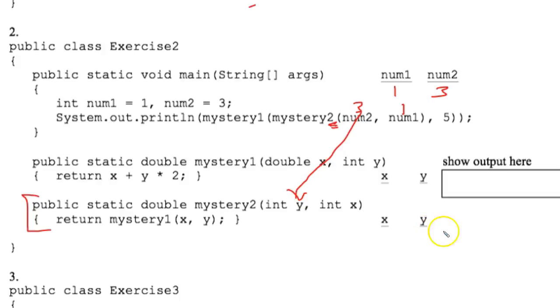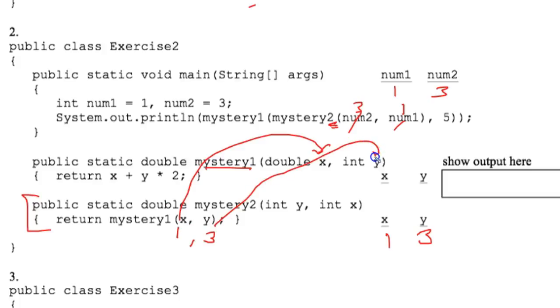So that 3 plugs in right here. That 1 plugs in for X. It's the order that matters. Java does not alphabetize and reorder parameters. So there's a 1 and 3 here. And they, of course, plug in, this is X, so that's 1, comma, Y, which is 3. And now we have to pass those as parameters to mystery 1. Here's mystery 1. And the 1 and the 3 are passed as parameters and plug in for X and Y. So there should be a 1 there and a 3 there.